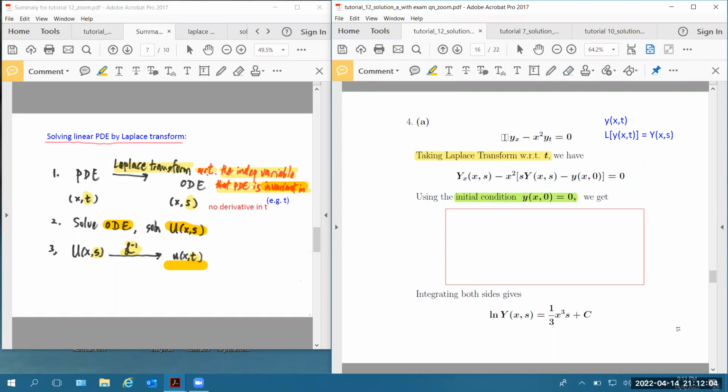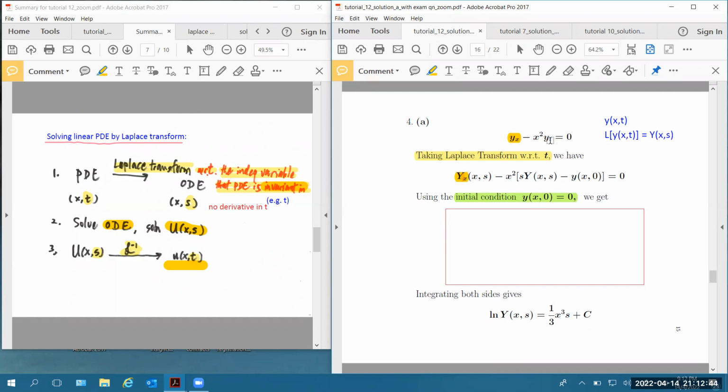Now let's look at the first term, y subscript x. You all know the meaning of y subscript x, right? Del y del x, so the derivative is with respect to x. But you are doing Laplace transform with respect to t, so the derivative with respect to x is still there. You see the subscript x is still here. What you do is that the small y becomes the big Y. So this is del big Y del x. This one will give you this.